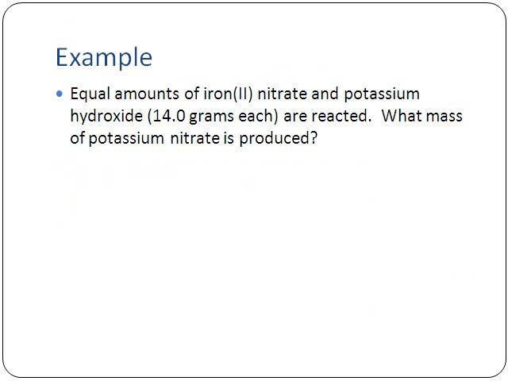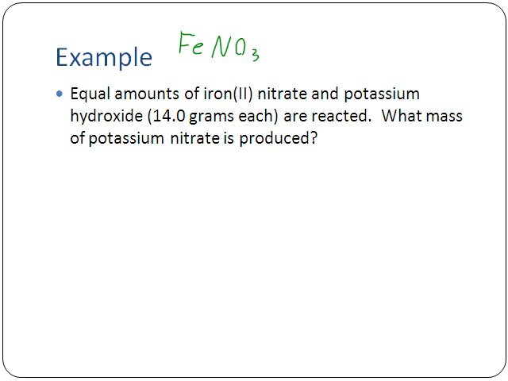So equal amounts of iron 2 nitrate and potassium hydroxide, that's 14 grams each, are reacted. What mass of potassium nitrate is produced? First step, find the products. So we have iron 2 nitrate and potassium hydroxide are reacted. So we know we're going to react these two. So we say iron 2 nitrate. So we have iron, we have nitrate. A quick look at the polyatomic ion sheet tells us that nitrate is NO3.